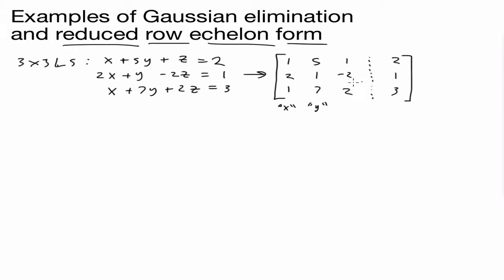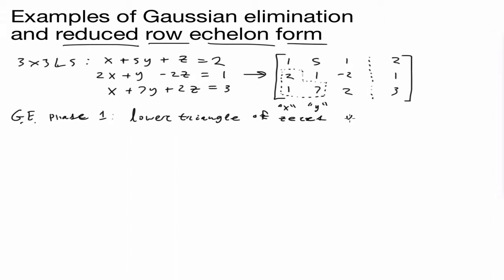Of course, the first phase of Gaussian elimination is really identifying this lower triangle here and using row operations to get those to be 0. Okay, so that's phase 1. So Gaussian elimination, phase 1 is lower triangle of zeros using row operations.